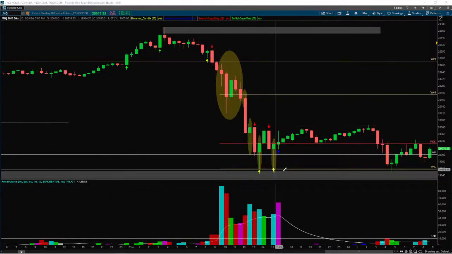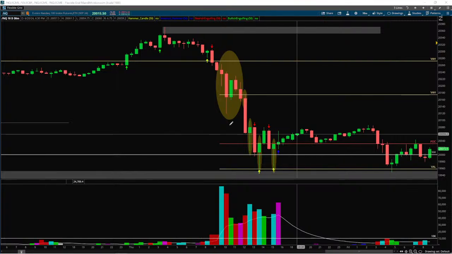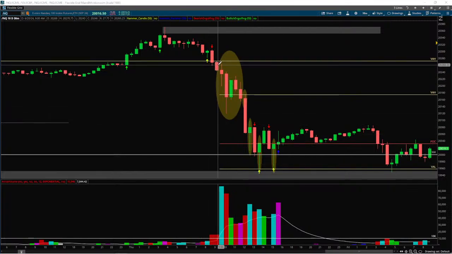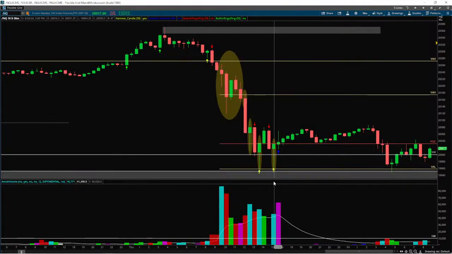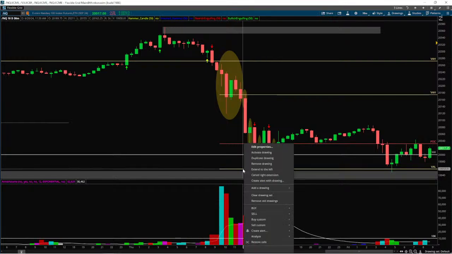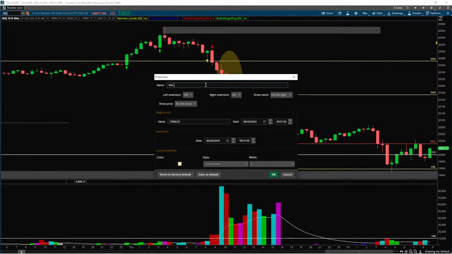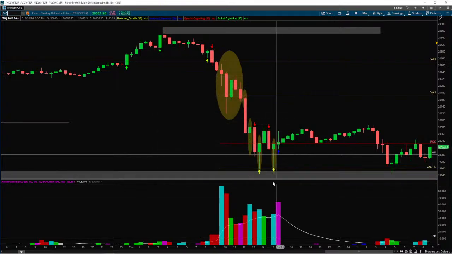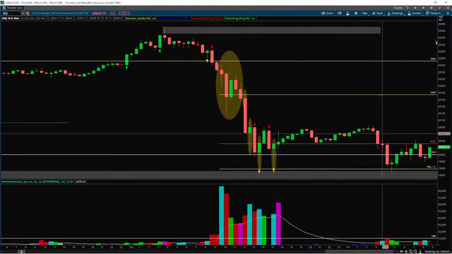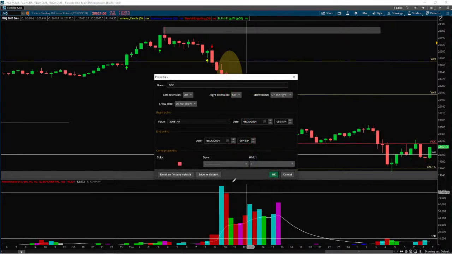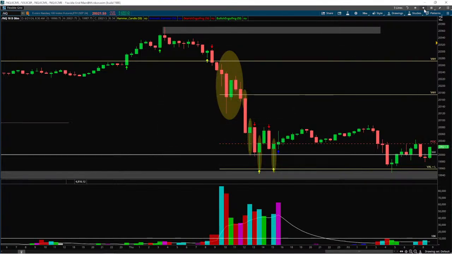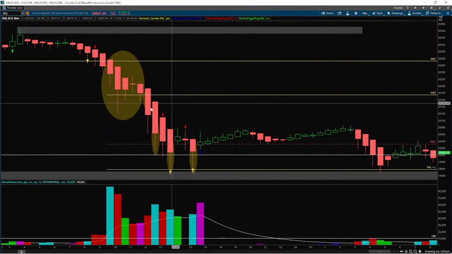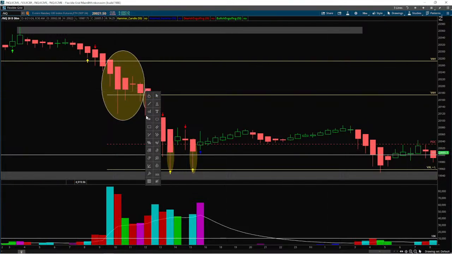All right, so NQ, same thing. We're holding the lows. Let's add the low of day, which is this actually. So this would be plus low. Chopping around this. Okay, so let's go to the 5 minute. It's going to be the same. Kind of like this area right here.